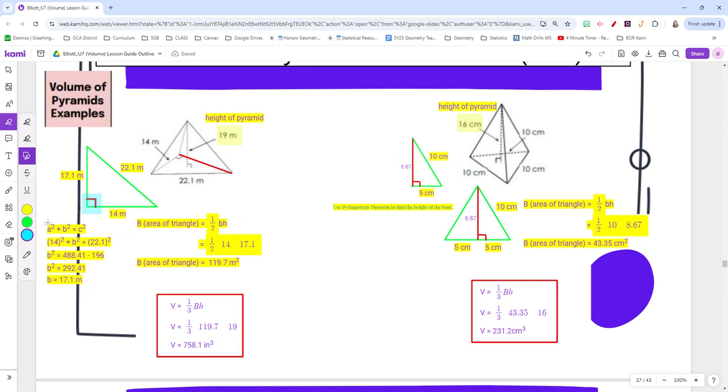Using the Pythagorean theorem, we can see that we get a height of our triangle of 17.1. We're then going to take that 17.1 and use it in our area of a triangle formula. We're going to multiply 1/2 times 14 times 17.1. That is going to give us 119.7. That then goes back into our volume of a pyramid formula, and we are going to multiply the 1/3, the 119.7, and the 19 together to give us 758.1.